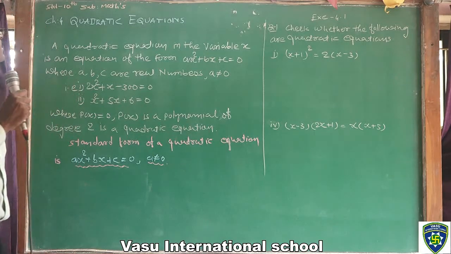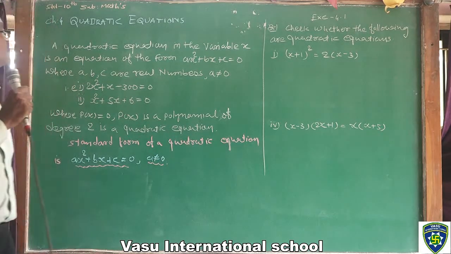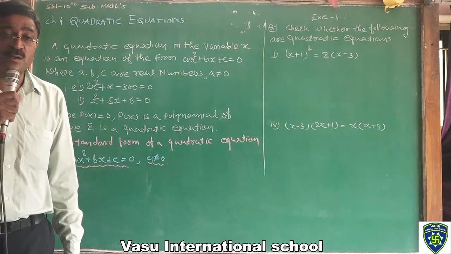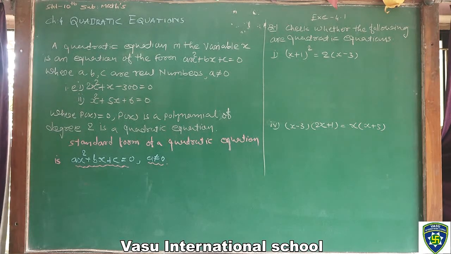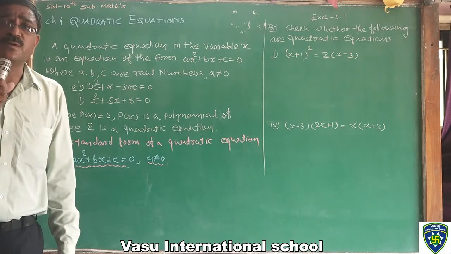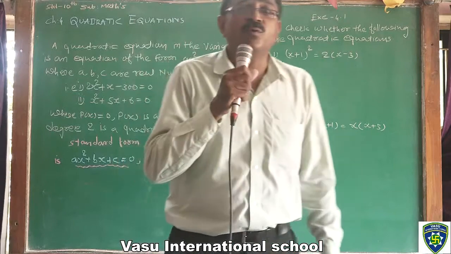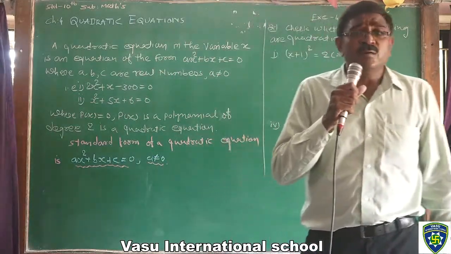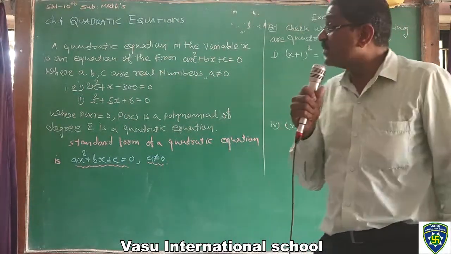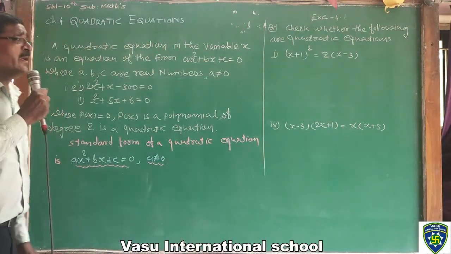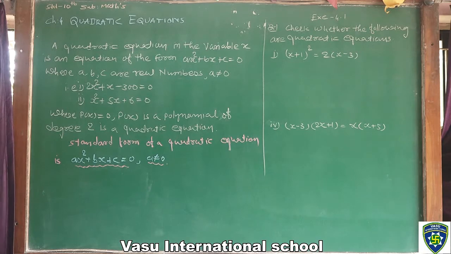Standard 10, subject maths, chapter number 4, quadratic equation. We know about quadratic equation. A polynomial that has degree 2 is called a quadratic equation. In earlier chapters, we also studied about quadratic equation.